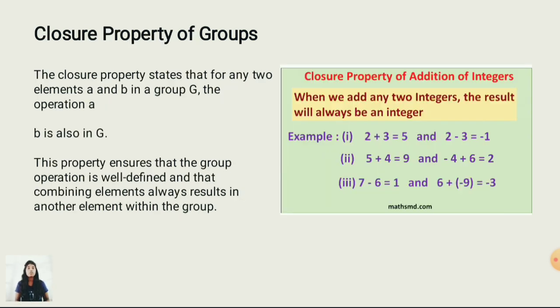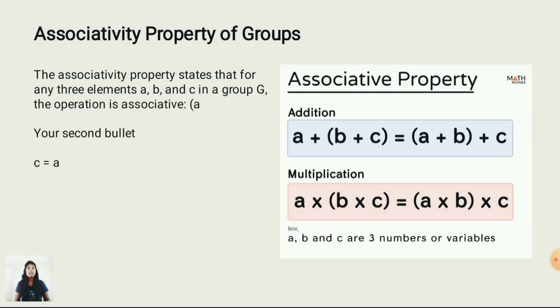Closure property of groups. The closure property states that for any two elements a and b in group G, the operation a * b is also in G. This property ensures that the group operation is well defined and that combining elements always results in another element within the group. Associative property of groups. The associative property states that for any three elements a, b and c in group G, the operation is associative: (a * b) * c is equal to a * (b * c).